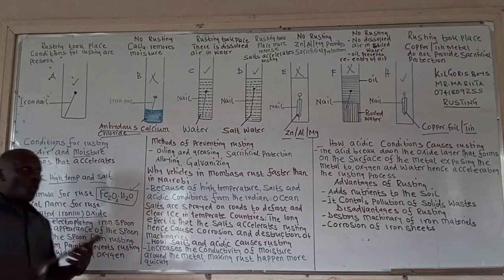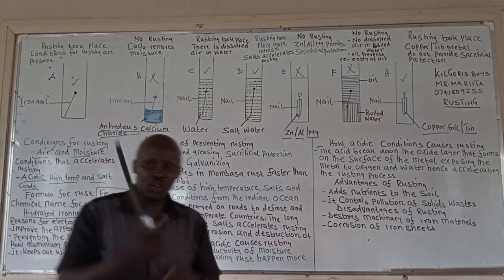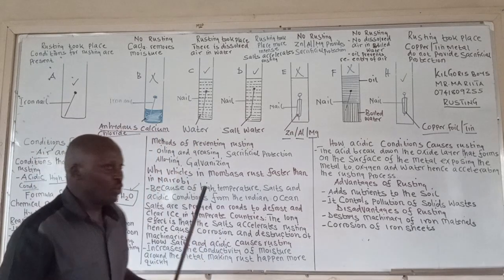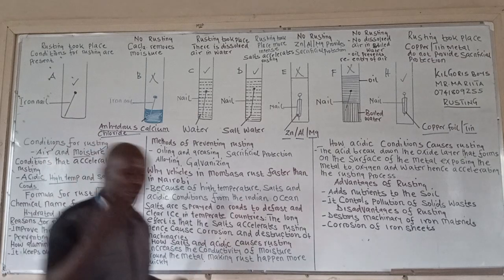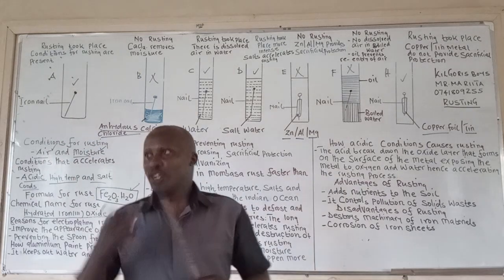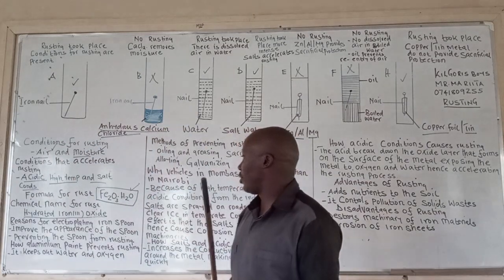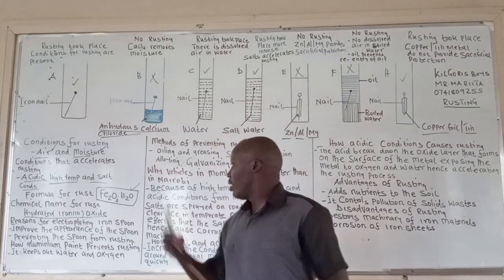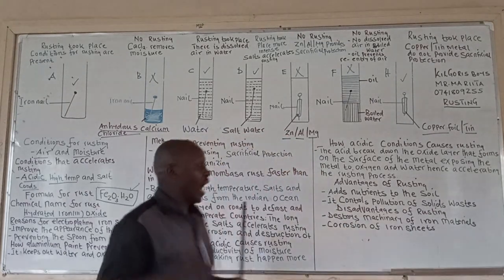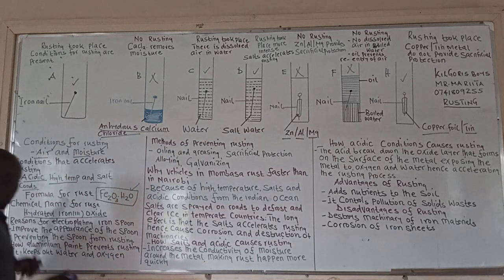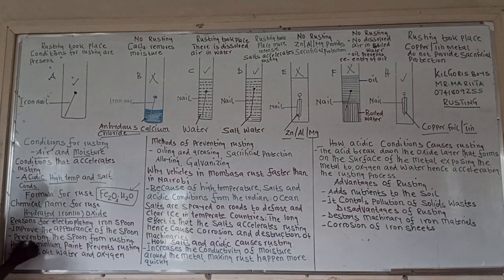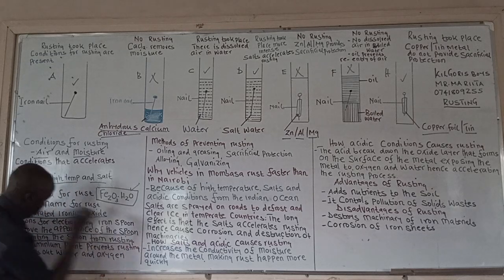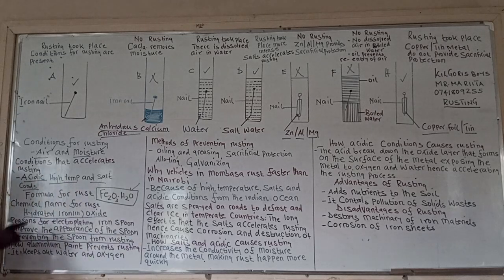Now, why do we electroplate an iron spoon? Sometimes you will be required to give the reasons for electroplating an iron spoon. The reasons are to improve the appearance of the spoon, and then you can talk about preventing the spoon from rusting.